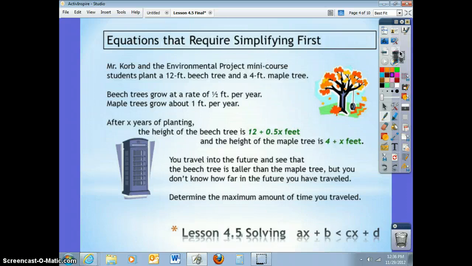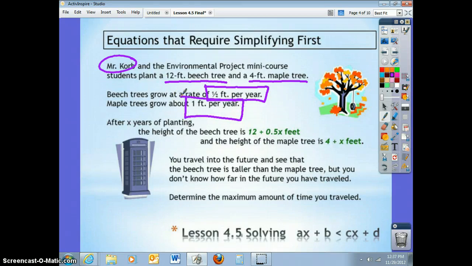So here's Mr. Korb this time. No more Twizzlers with Miss Lovett. Mr. Korb and the Environmental Project Mini-Course Group are going to plant a couple trees on campus. They're going to plant a beech tree that starts at 12 feet tall. They're also going to plant a maple tree that starts at 4 feet tall. Beech trees grow slower than maple trees. The beech tree, even though it's taller, is going to grow half of a foot per year, and the maple tree, which grows a little faster, is going to grow 1 foot per year.